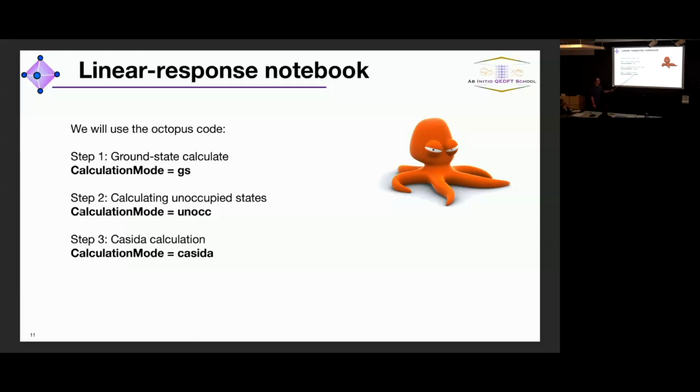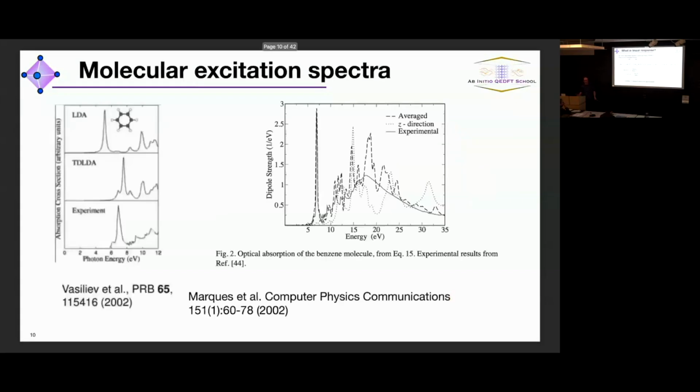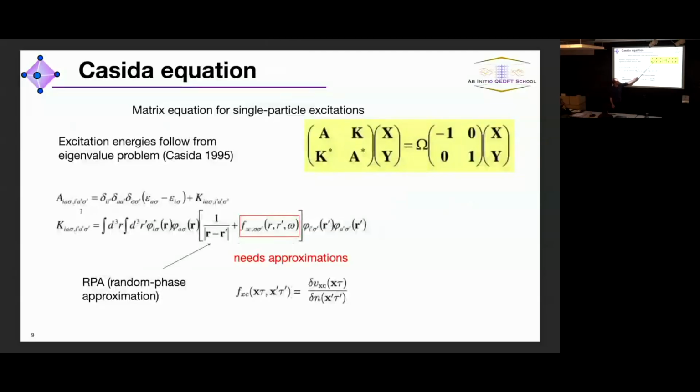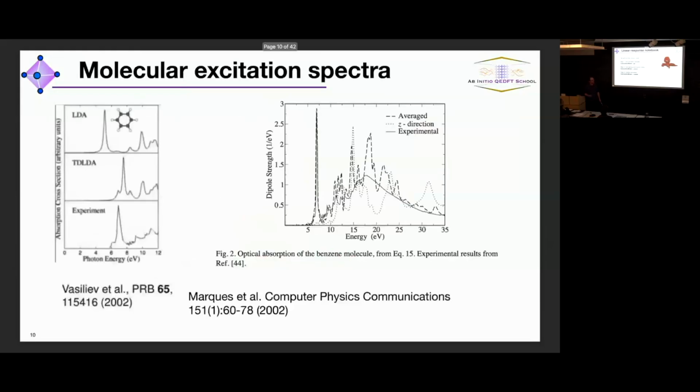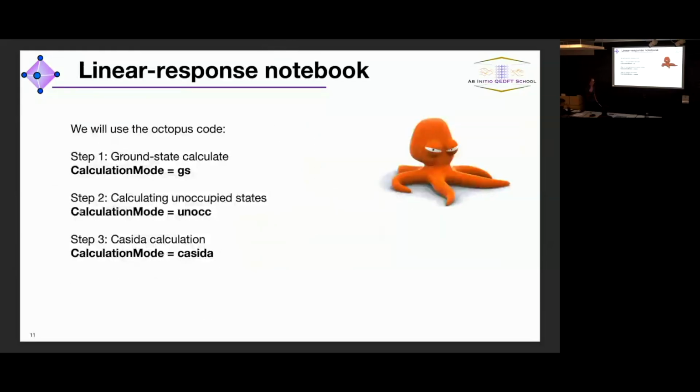Calculation mode Casida. And this reads in then these two different calculations, the occupied and the unoccupied states, and then it constructs this matrix. So Octopus will construct this matrix and diagonalize the matrix. And then what you can do is, in the notebook, we do it by hand to construct the spectrum from the output, or there's also another run mode, a tool in Octopus, which can directly calculate the spectrum for you.